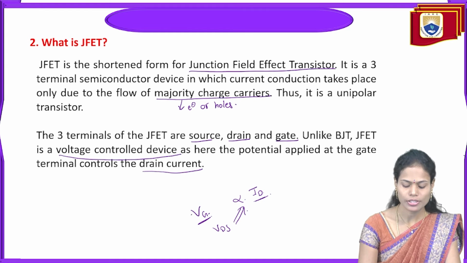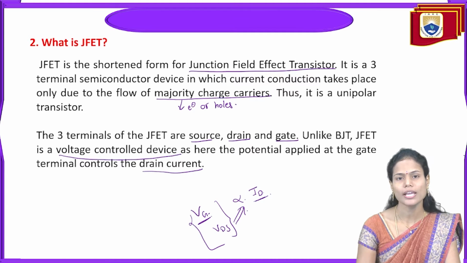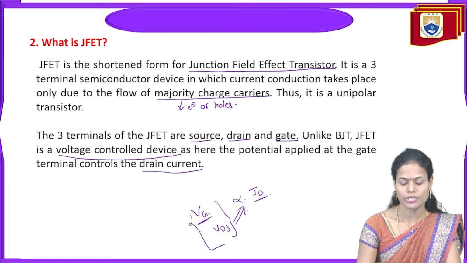But in any way, in both cases, we are applying the voltage only, not the current. So that's why it is called a voltage control device. But in the case of BJT, the current conduction is due to both carriers, that may be the majority carriers as well as the minority carriers.